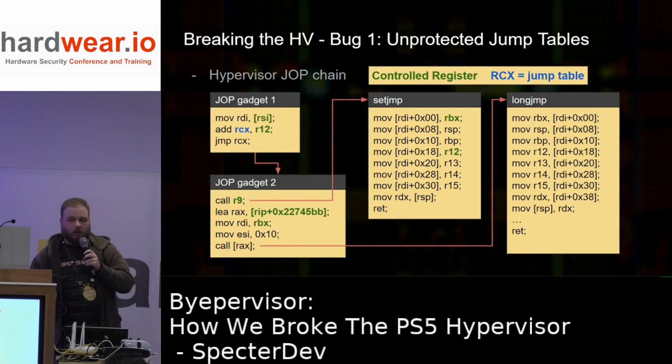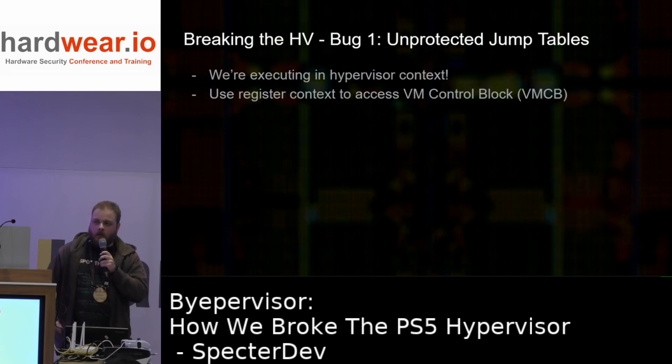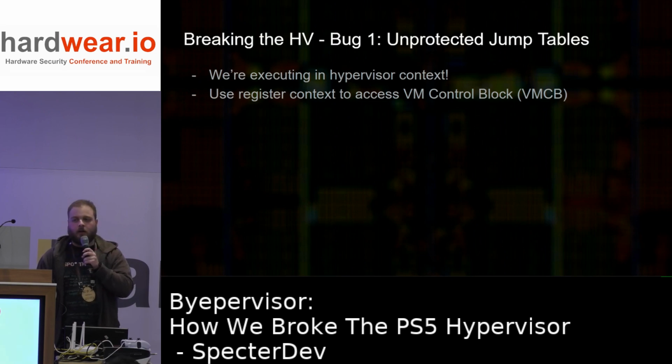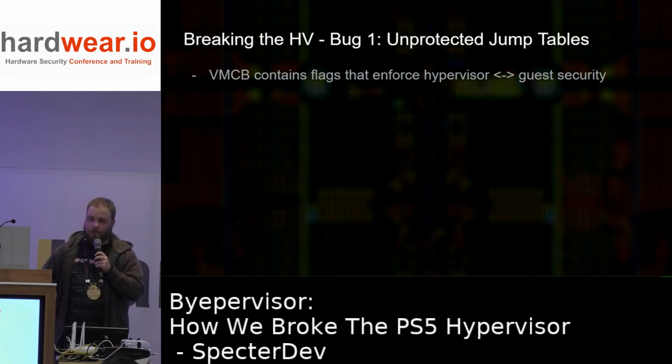The first gadget that we run basically just loads RDI with a pointer we control, and jumps to a second gadget, which will invoke setjmp, which backs up the registers to a scratch area, and then we invoke longjmp after modifying the registers. That reloads them, and it will also let us control RSP and stack pivot. So at this point, we're executing in hypervisor context, and we can use the existing register context from the hypervisor's VM exit handler to access the VM control block. Again, that's through our memory at R14 plus 8.